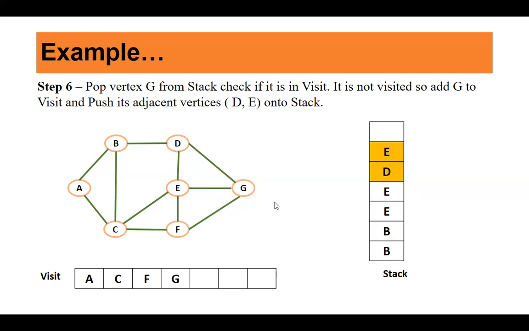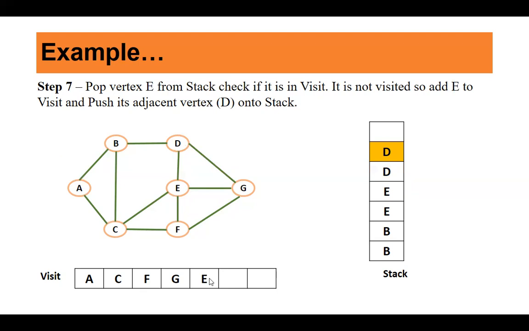So, pop out E, add it to visit, and its adjacent vertex D will be pushed onto the stack because the rest of the adjacent vertices are already visited. Already visited C, already visited F and G. So just push in D. Fine. Now next again repeat the same process. Pop out stack top, that is D is popped out. You check if it is already existing. It is not existing. Then add it to visit and then push in its adjacent vertices onto the stack.